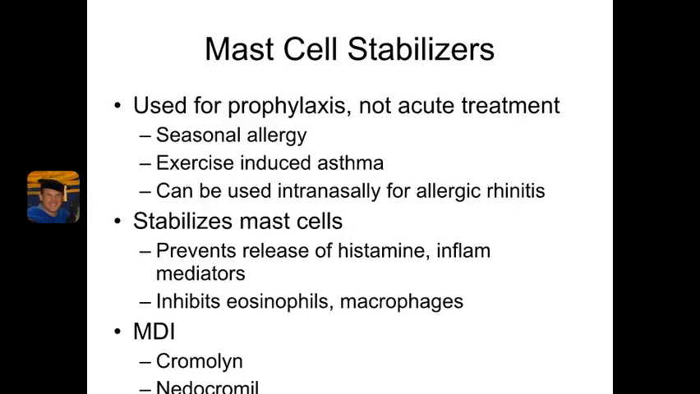And then they can also be used intranasally for allergic rhinitis. Again, they don't work that well. They're available over the counter if you can find them. And the way that they work is they prevent mast cells from degranulating, which is going to prevent the release of histamine and other inflammatory mediators.